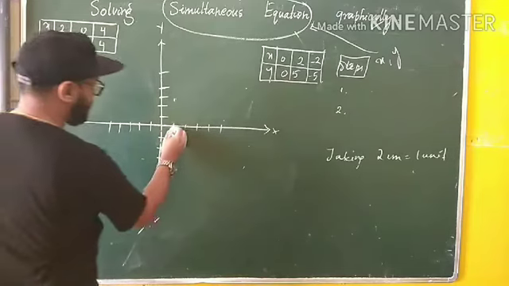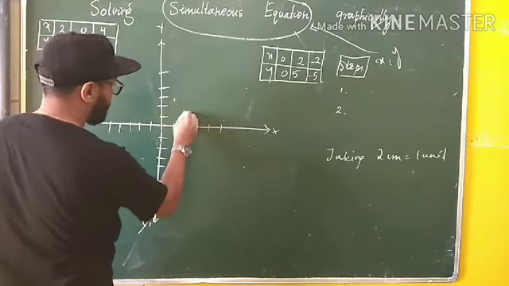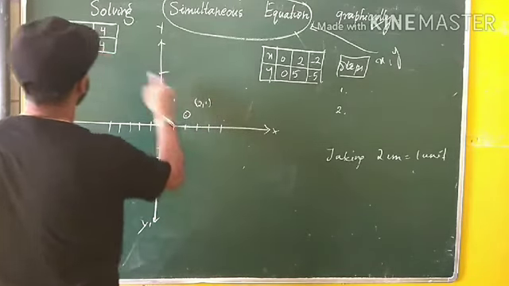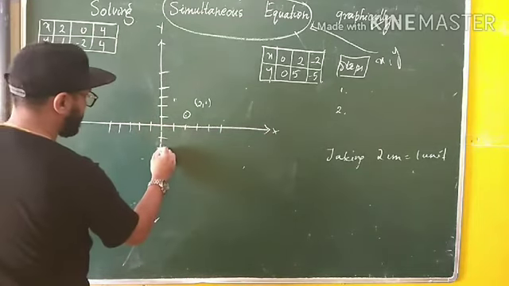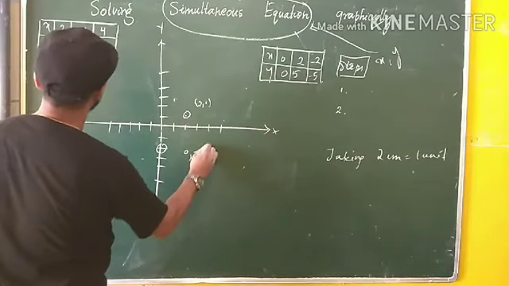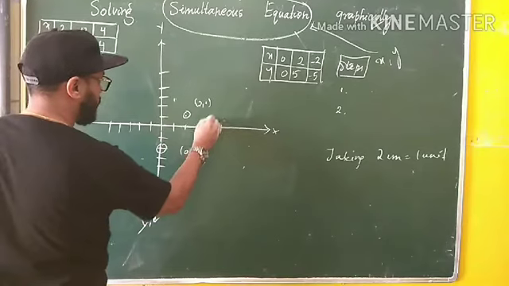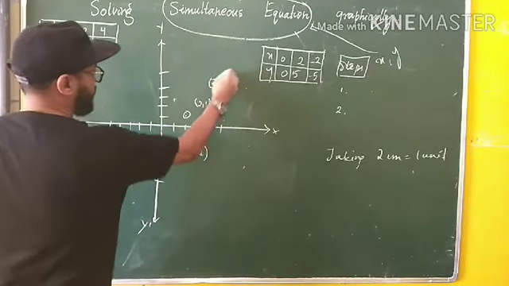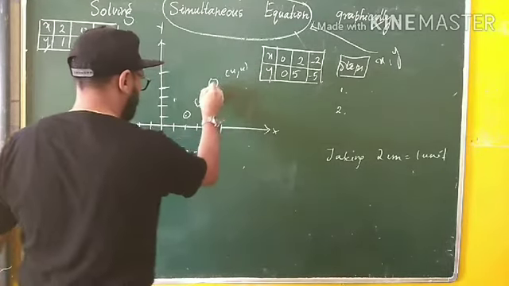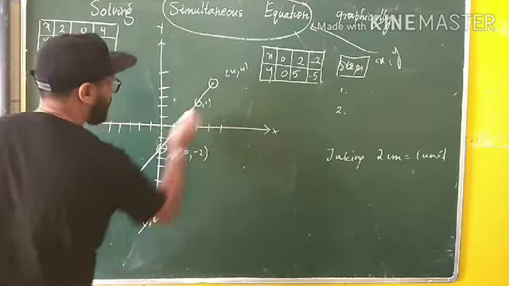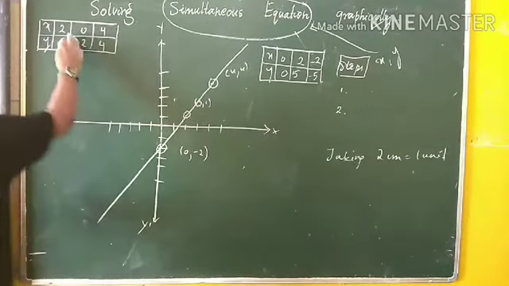When x is equal to 2, y is equal to 1. So 2 comma 1. When x is equal to 0, y is equal to minus 2. So 0 and minus 2. And when x is equal to 4, y is equal to 4. So 4 comma 4. Now if you join this, a straight line is formed. Now this is from the first table.